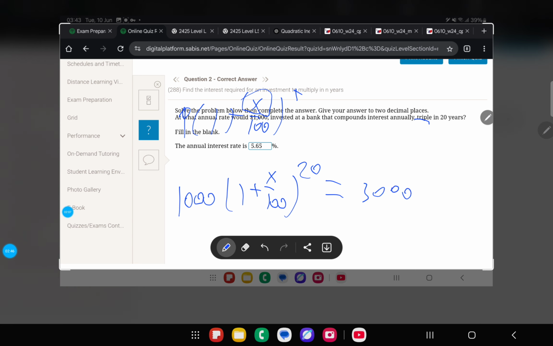Now we're gonna do that in the calculator. You're gonna put 1,000 times bracket 1 plus x, alpha x over 100 bracket to the power of 20. You put alpha equals 3,000. And then you do shift solve and you wait. You get 5.6467. You put it to 2 decimal places, so you put 5.65. Okay, that's the answer.